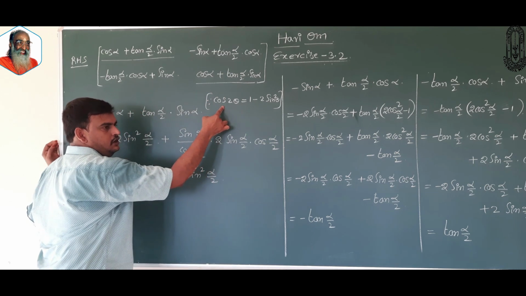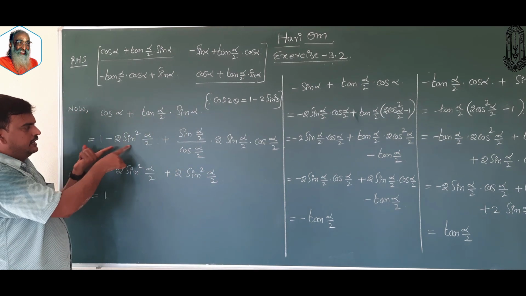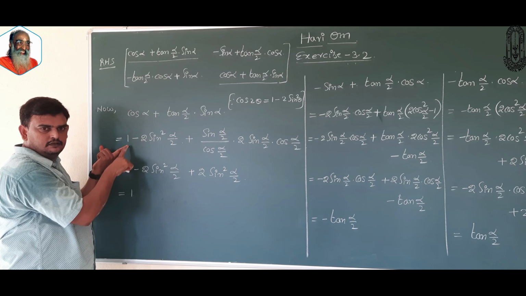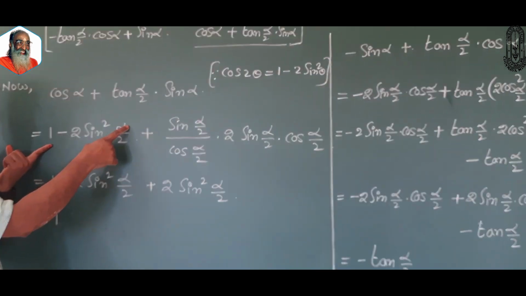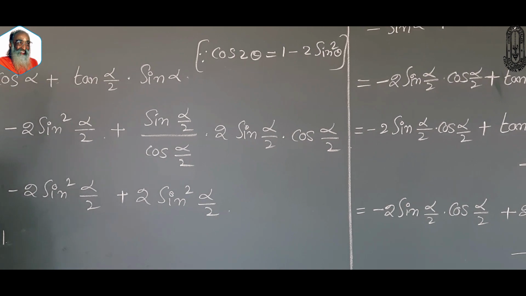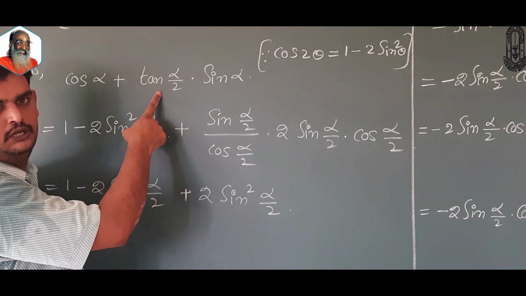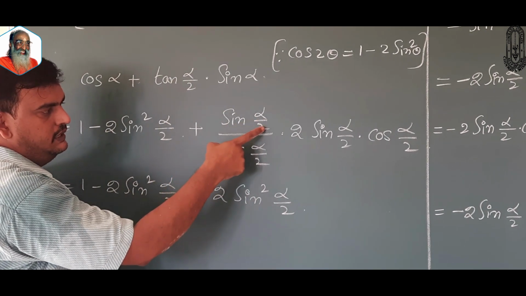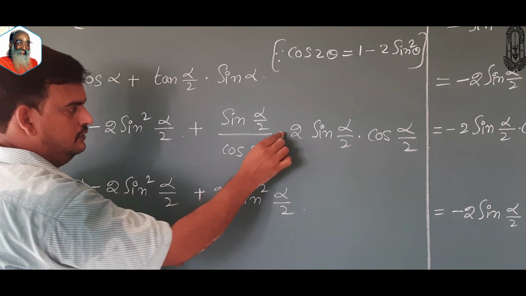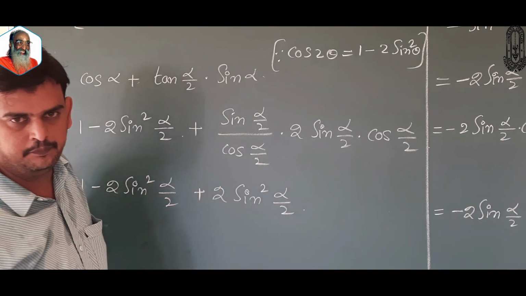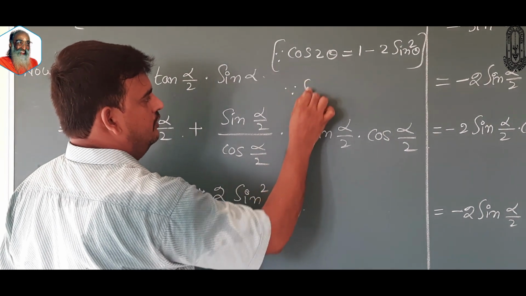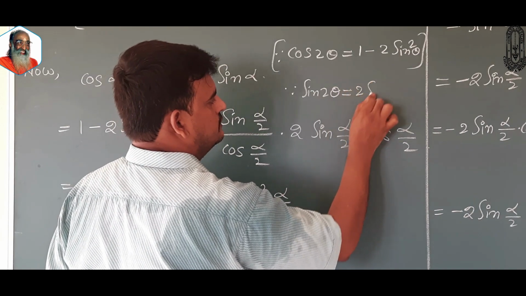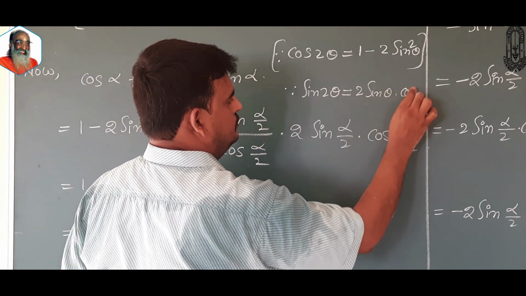So from this cos 2 theta formula, we are extracting the submultiple angles. So cos alpha can be written as 1 minus 2 sin square alpha by 2 plus tan alpha by 2. As we know that tan is nothing but the ratio of sin and cos, so tan alpha by 2 can be written as sin alpha by 2 by cos alpha by 2, into again sin alpha. Sin alpha is just in the form of sin 2 theta, as we know that the sin 2 theta formula is 2 sin theta into cos theta.